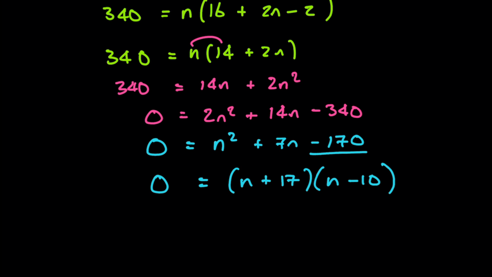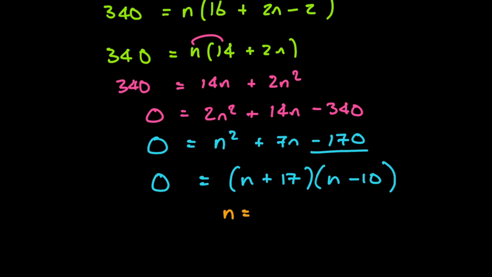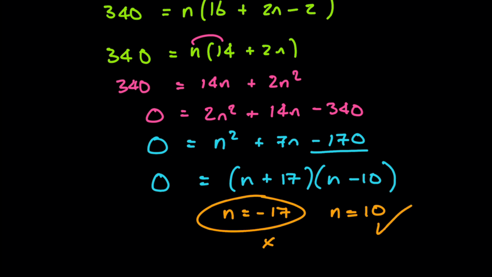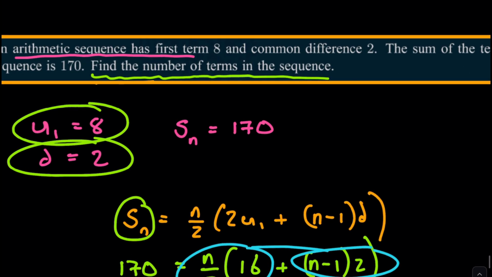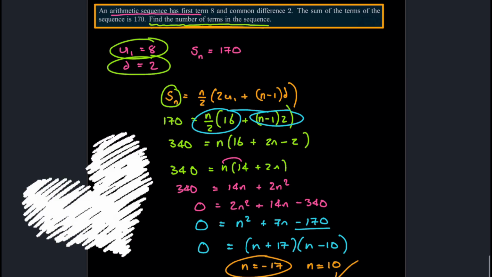Now, n is either negative 17, which doesn't really make any sense because a term can't be negative. Remember, this is the number of terms, so how can we have a negative? So I'm going to discard that. Or n is equal to 10, and that is the one I'm interested in, so n is 10. So n has to be positive, so we've answered the question: find the number of terms of this sequence.